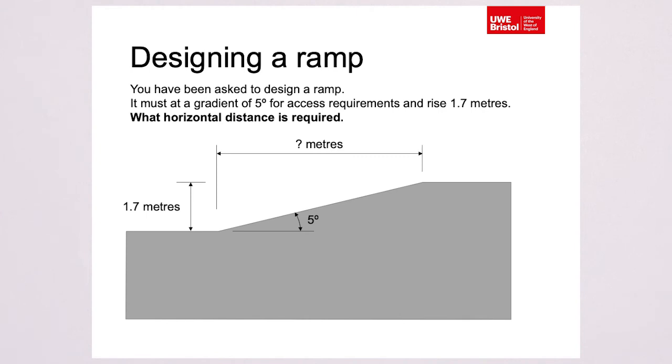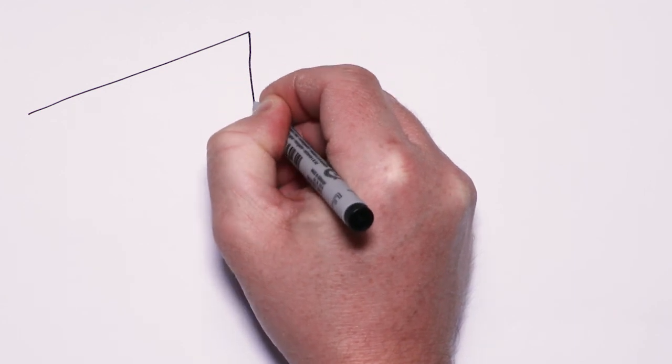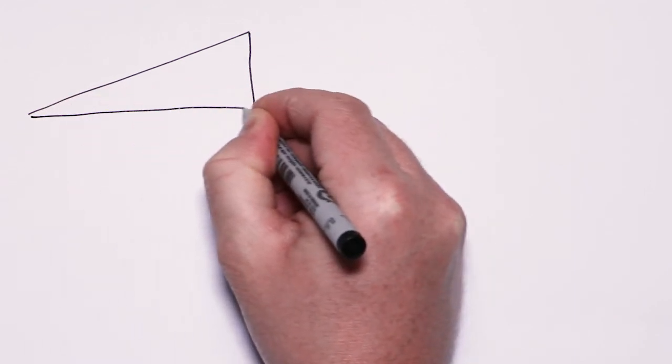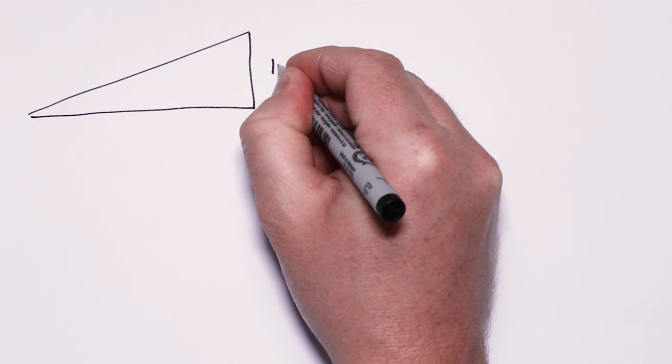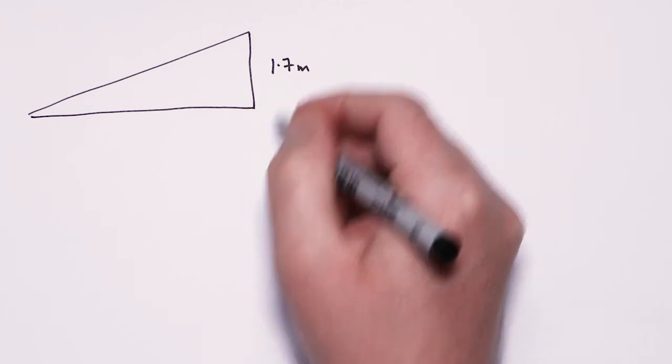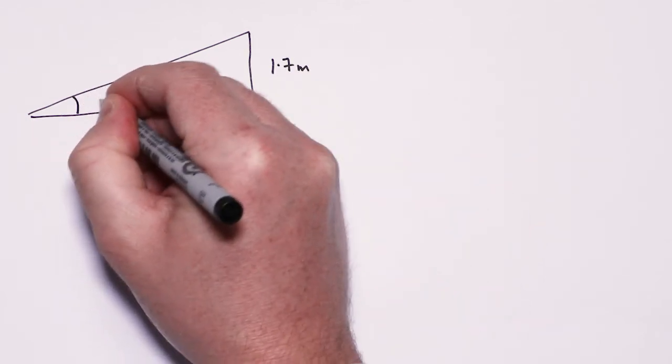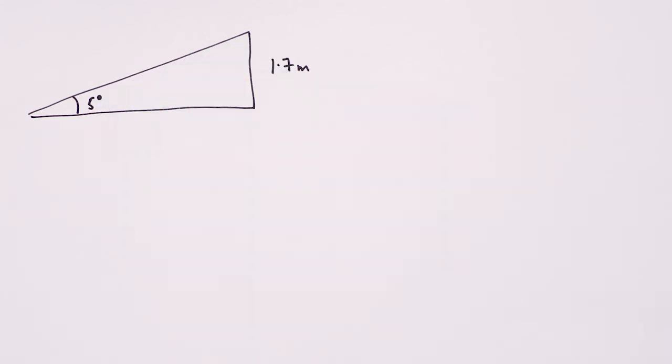In this case, you've been asked to design an access ramp. The gradient must be 5 degrees and it must rise 1.7 meters. What's the horizontal distance? How far does this ramp come out? First of all, let's draw the problem. You have a ramp. It's 1.7 meters tall and the angle is 5 degrees.